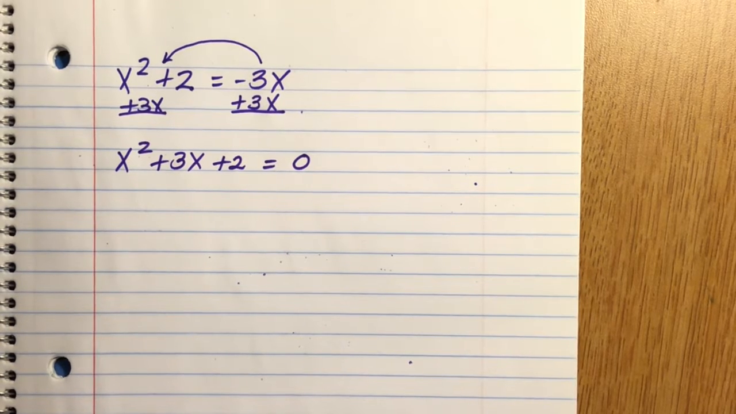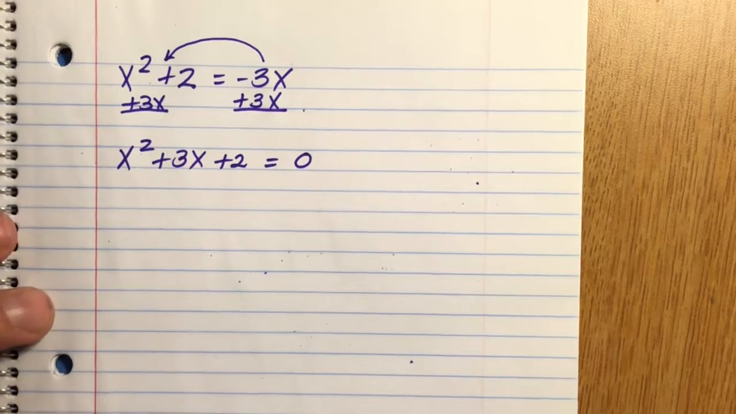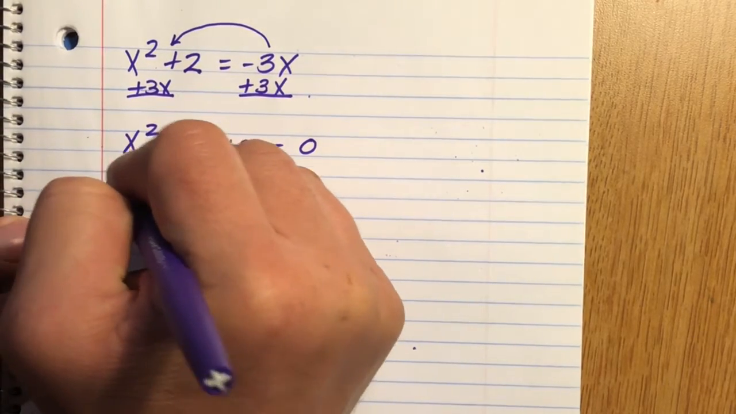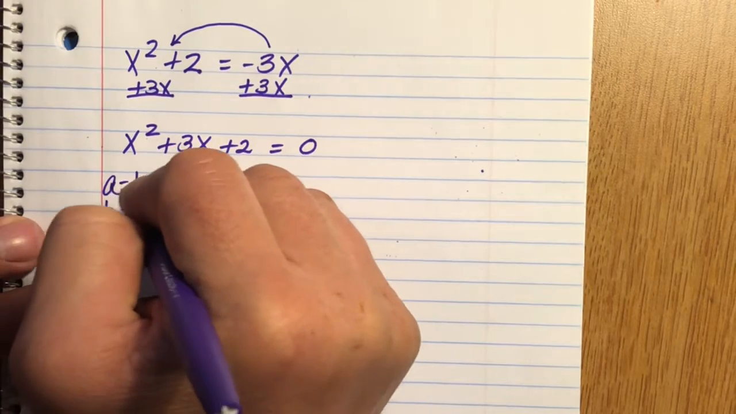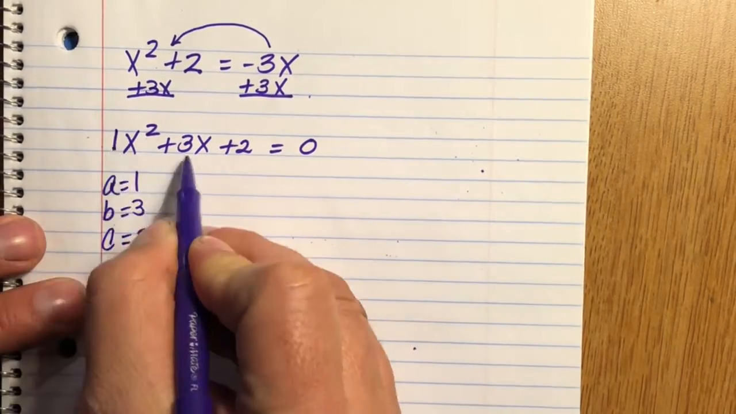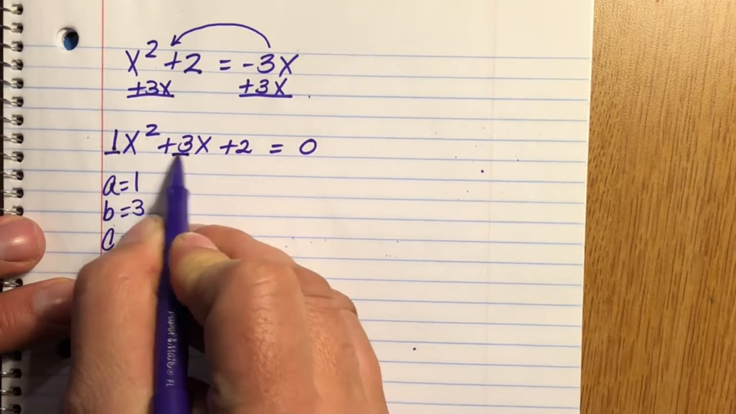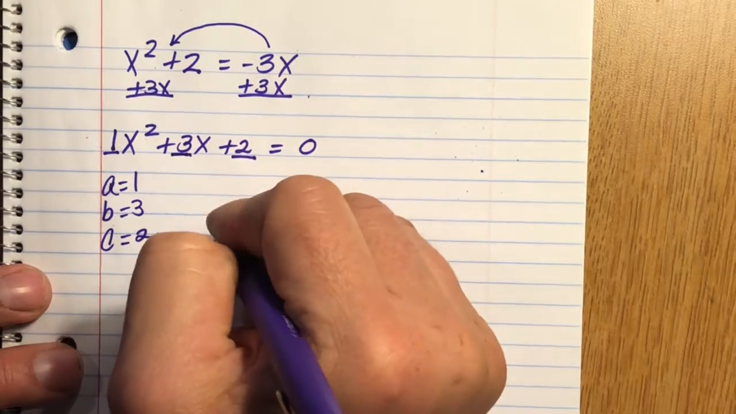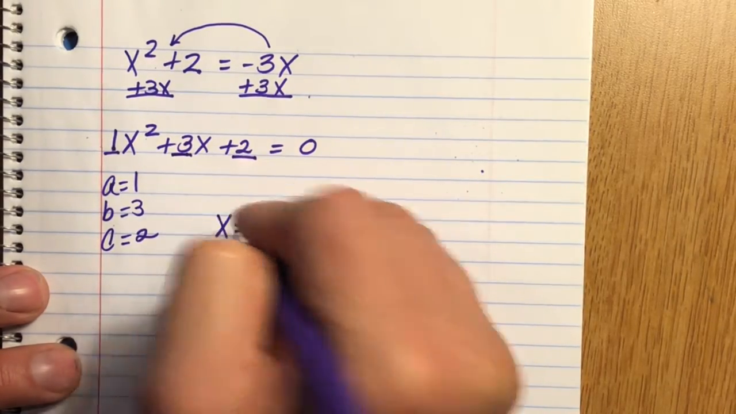All right? Okay. Once again, this should be an easy one to factor. However, we're going to use our quad formula to solve this one. All right, so here we go. A is 1, B is 3, and C is 2. Again, A, B, there's B, and there's C. All right? Okay, so here we go. Let's put it into the quad formula.